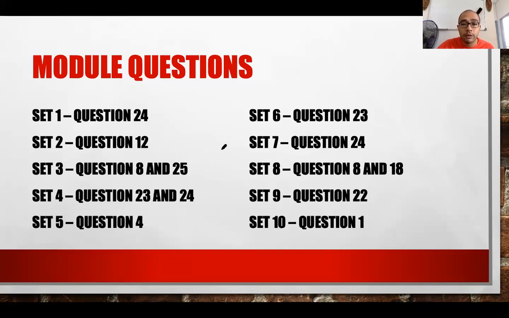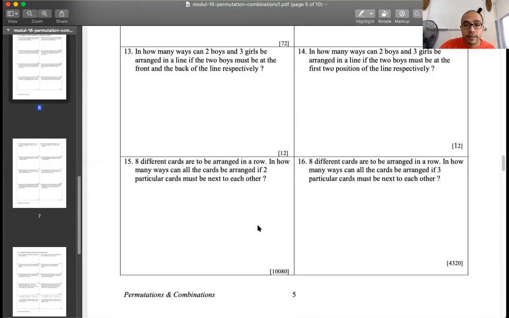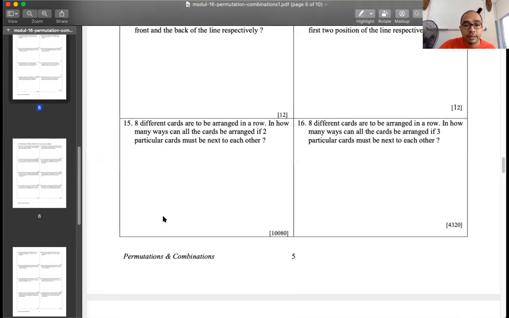What about 2 particular cards next to each other? Alicia is asking me another question. I'm going to stop here and show you the module. Page 5, question 15. 8 different cards. This one, right? 8 different cards are to be arranged in a row. In how many ways are all the cards to be arranged if 2 particular cards must be next to each other? It means there are 2 cards, and the 2 cards must be next to each other at all times.